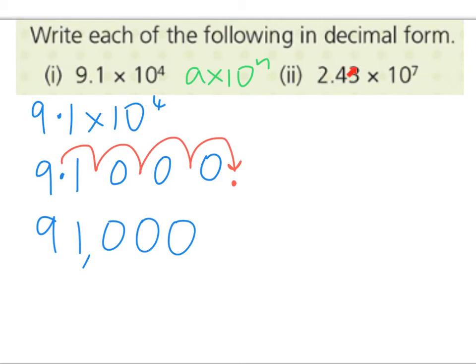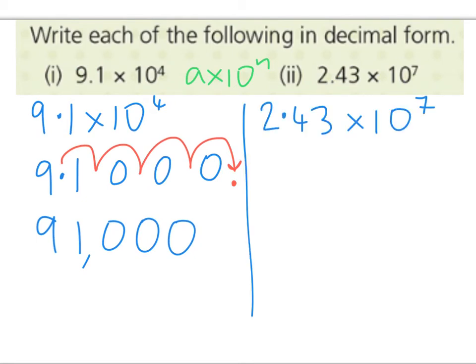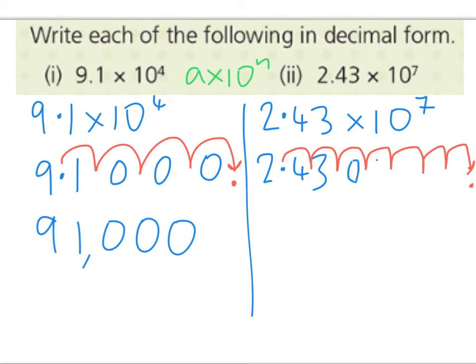Okay, next question, 2.43 times 10 to the power of 7. So we start off by writing out the 2.43, and we're going to move the decimal point that's given to us 7 places to the right because the power is 7. So 1, 2, 3, 4, 5, 6, 7. So there's our new decimal point. And notice that we have a few empty arches, so we're going to fill in zeros underneath those empty arches. So we fill in 1, 2, 3, 4, 5 zeros.